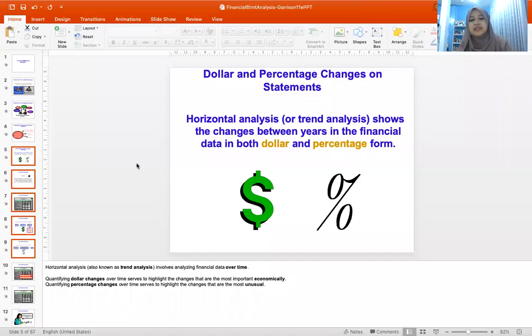Okay, so basically that's all for the simple analysis of horizontal or trend analysis, as well as the vertical analysis.